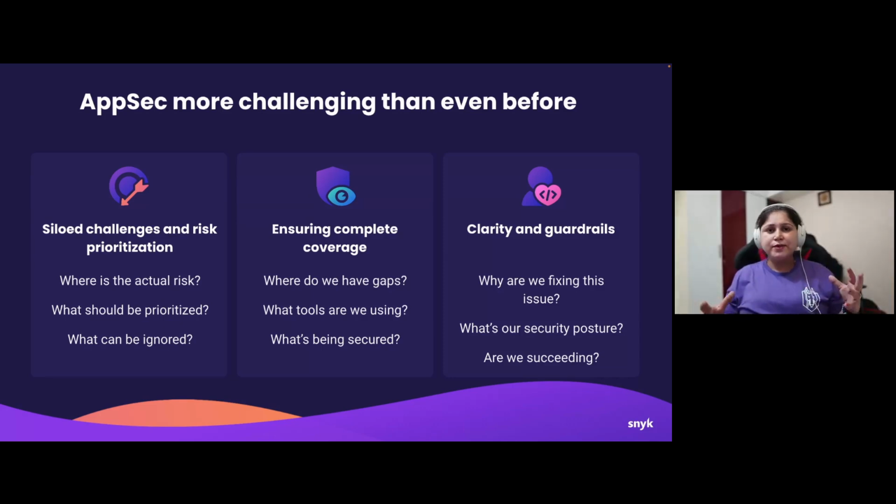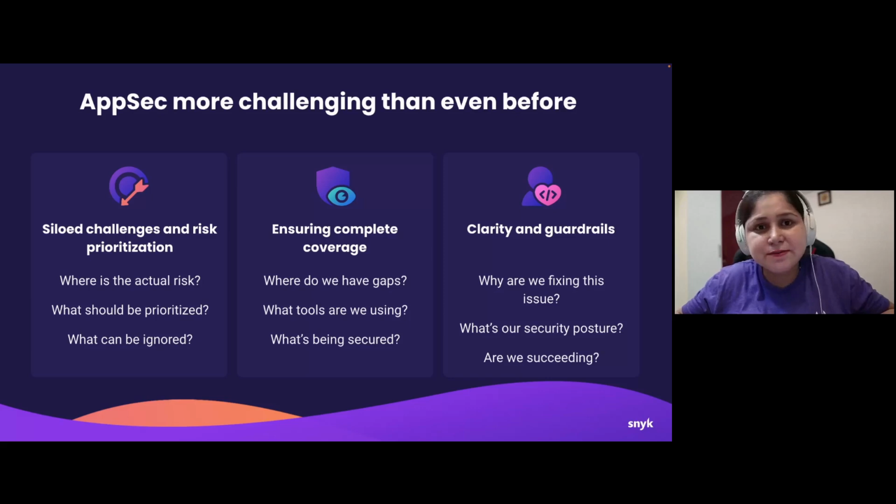Because I've seen critical bugs in production, and people have accepted the risk, and then suddenly a breach happens, which should never happen. So we can't just keep overlooking things.